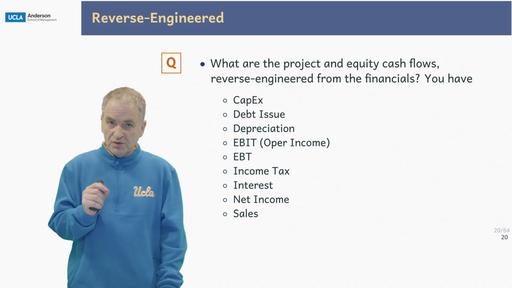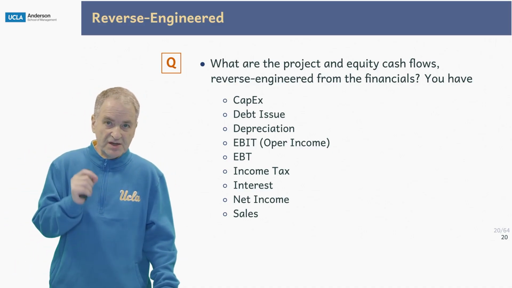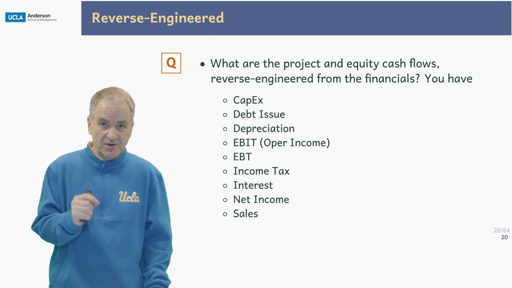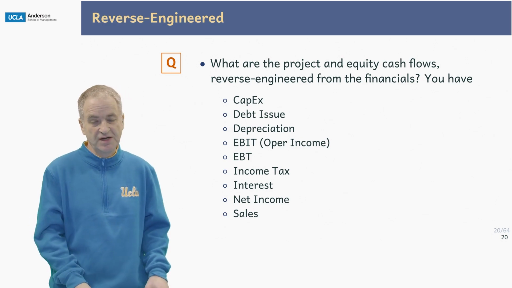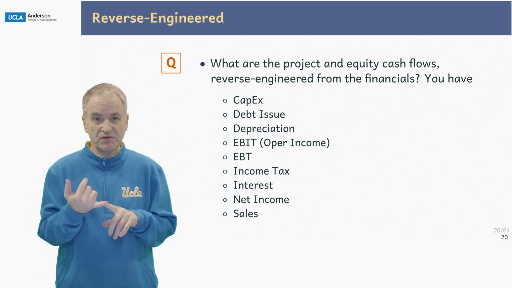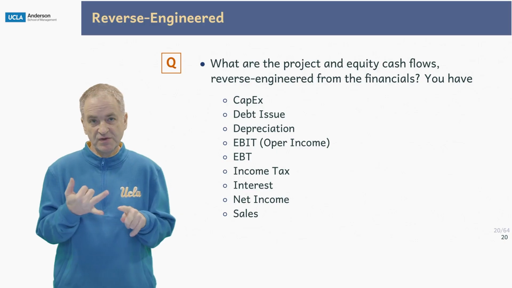Now what we want to do is a little bit tricky. We want to calculate the project and equity cash flows, reverse engineering them from the financials. So what do we see on the financials? Well, we see capital expenditures. It's going to be on the cash flow statement. We see the debt issuing. That's going to be on the cash flow statement.